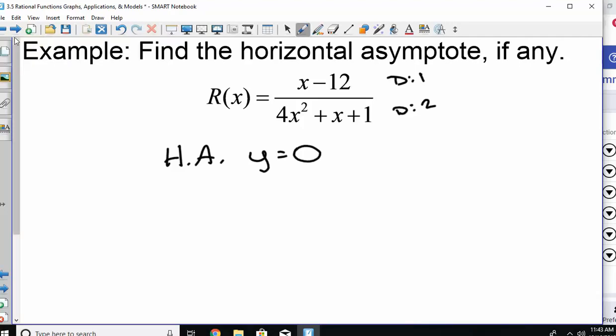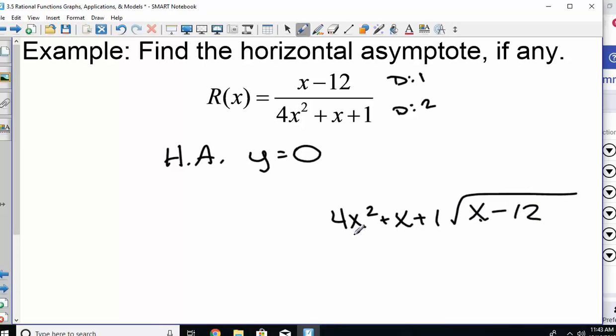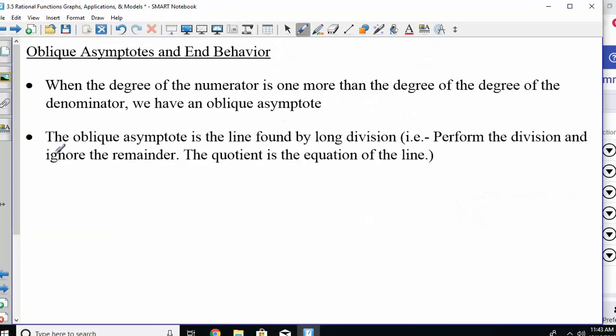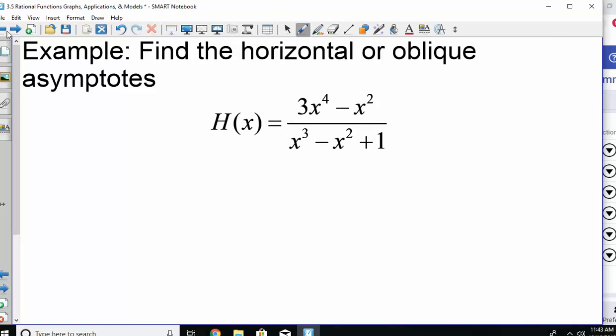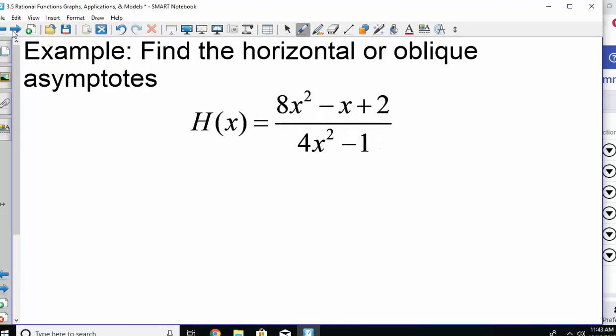It's based off, ironically you came in saying you didn't know how to do long division today, it's based off long division. If you were to divide these, can you do x divided by 4x squared and get a whole number? No, so that's why it's 0. It doesn't divide evenly. Okay, I'm going to jump around a bit. I'm not going to talk about oblique today, so we're kind of running short on time. I just want to do a couple more practice with horizontal, and then I'll hit oblique on Monday.